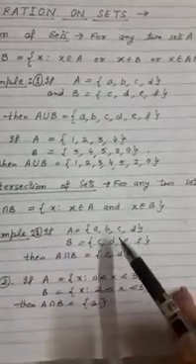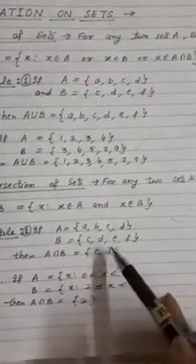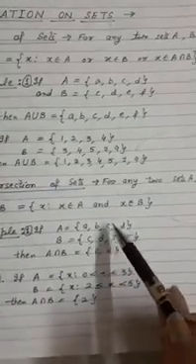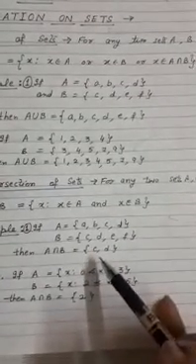You can see an example. If A is A, B, C, D and B is B, C, D, E, F, then what is common here? C is common and D is common. That's why this is called the intersection.